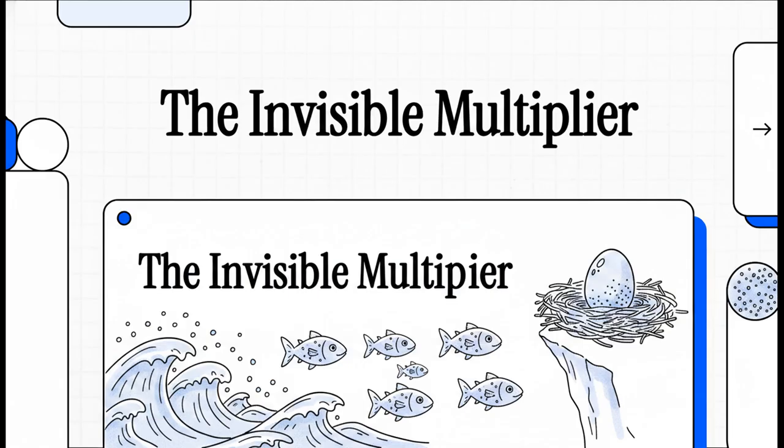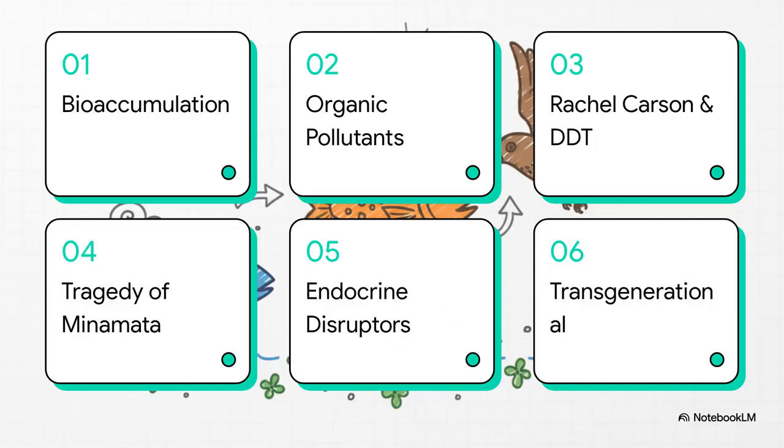How is that mathematically possible? Well, welcome to this explainer. Today we're unraveling one of the absolute most fascinating and kind of terrifying mysteries in modern toxicology, the invisible biological multiplier. Here's our roadmap for today.